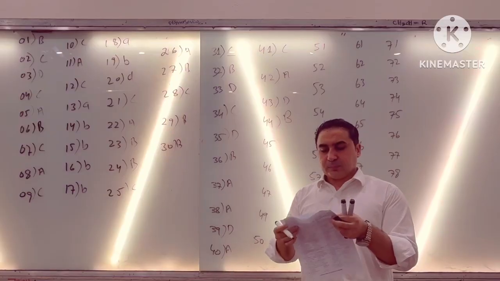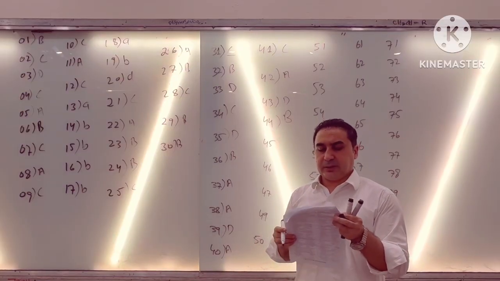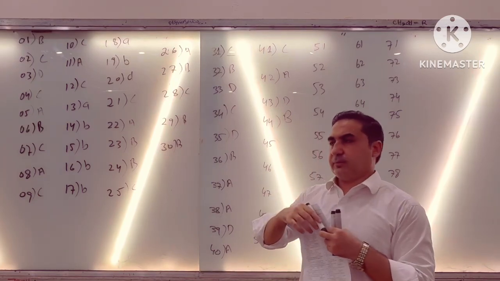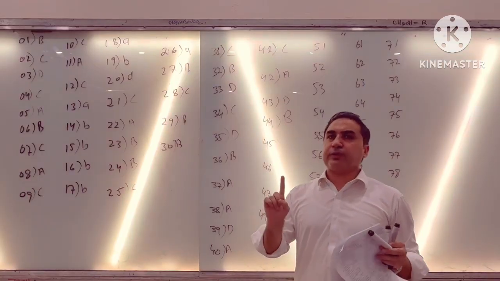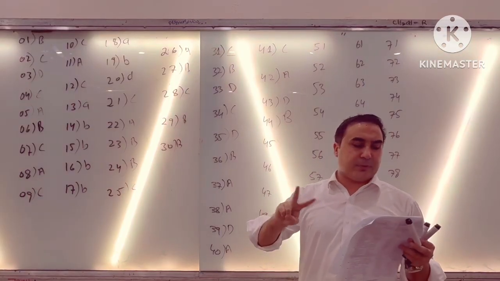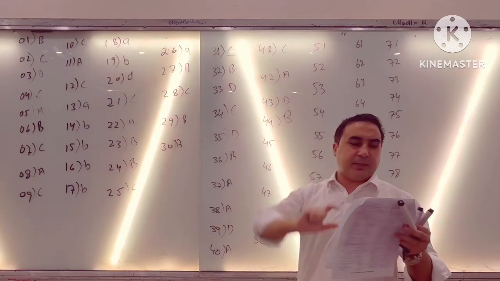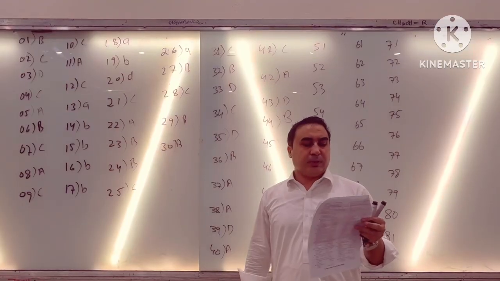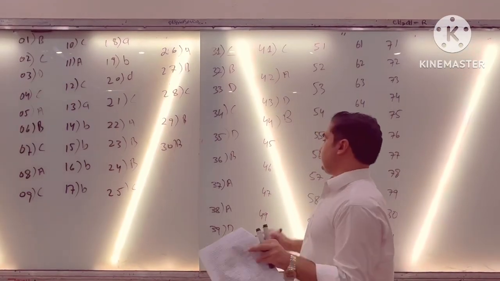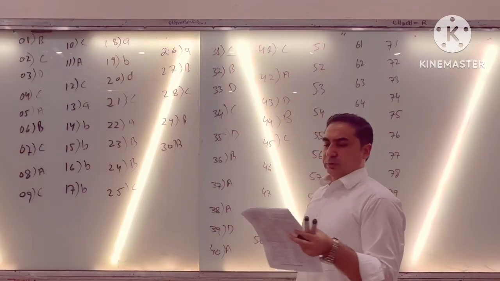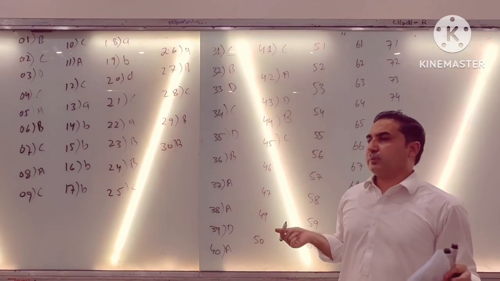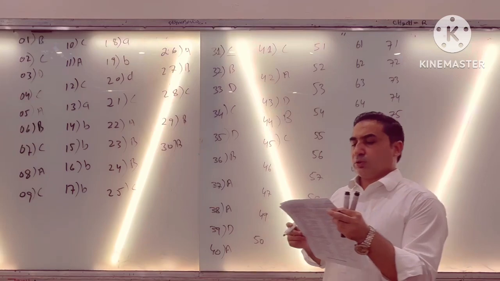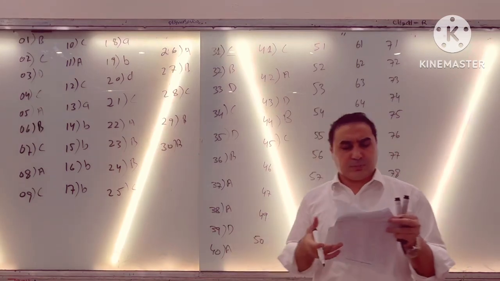The next MCQ: the protein present at the dark band of the sarcomere is dash. In the dark band, thin filament and thick filament overlap. The thin filament is made of actin and the thick filament is made of myosin. So the correct option is both A and D, actin and myosin. The dark band of the sarcomere contains these proteins.